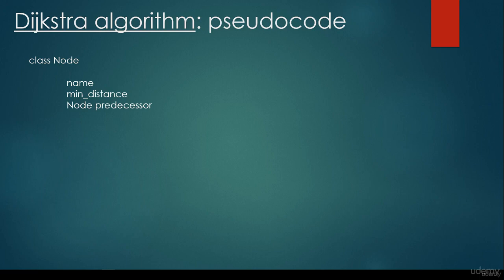So we have the name, the minimum distance, so the distance from the starting point, from the root node, and the predecessor. Basically, the predecessor is the previous vertex in the shortest path tree. So it's going to tell us from what vertex we came here.